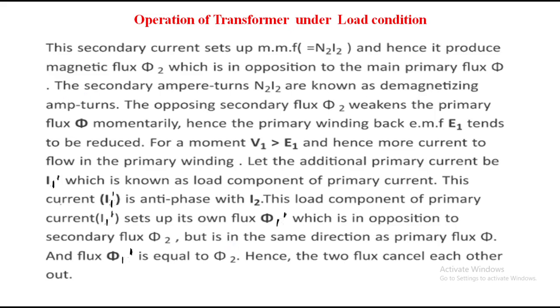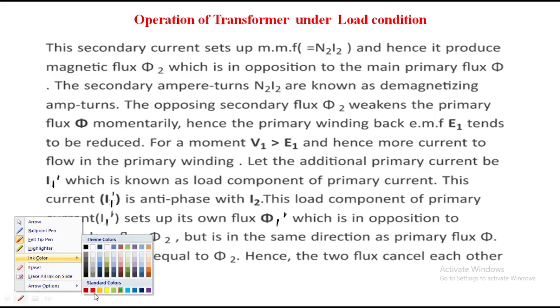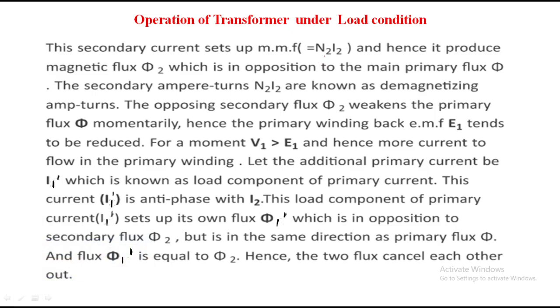The secondary current sets up the load component of secondary MMF and hence it produces the magnetic flux phi 2, right, which is in opposition to the main field flux. We have already discussed this point. So the secondary ampere turns N2 I2 are known as demagnetizing ampere turns. So the opposing secondary flux weakens the primary flux. What is Lenz law? Phi 2 should oppose the changes in main field flux. So the secondary opposing flux weakens the primary flux momentarily.